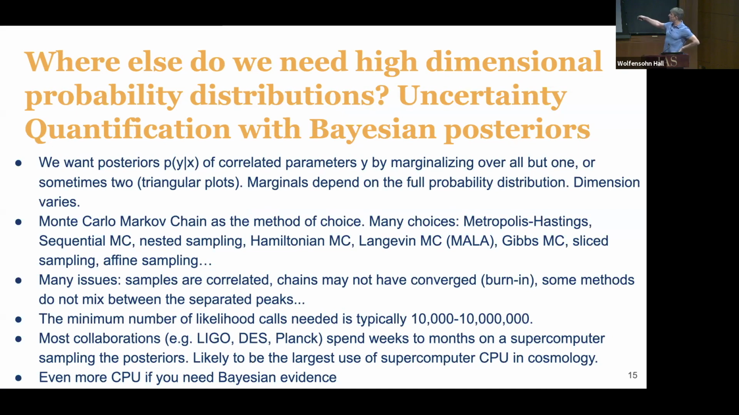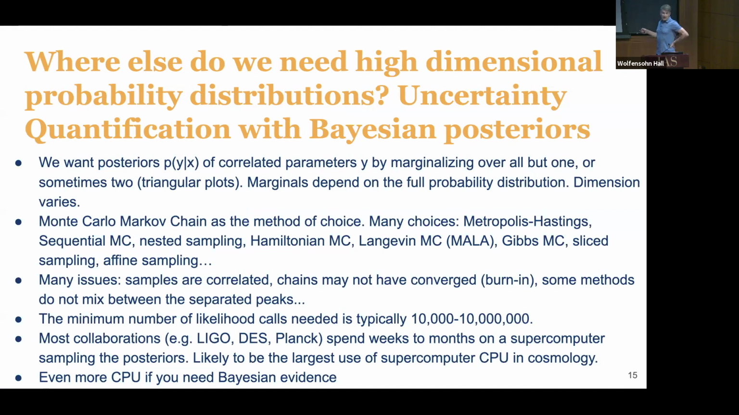Let's say we have some parameters y, we have some data x. Typically what we want is a posterior, P of y given x. And typically, actually, what we want is marginalizing this over all parameters except one or maybe two. So we usually present this in terms of one-dimensional or two-dimensional plots. The method of choice is Markov chain Monte Carlo.